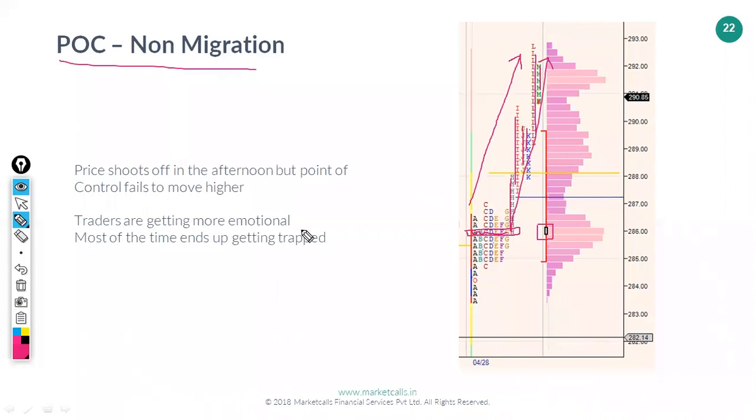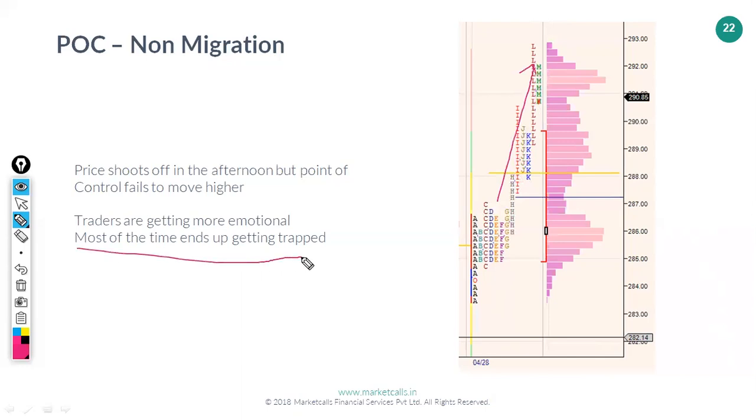So these are the late momentum buyers. They mostly watch the price. They'll be waiting for the breakout. The breakout happens, they pile on the breakouts in the late second half of the day. So they are mostly emotional. They chase price, they chase momentum. Most of the time, they end up getting trapped, right?